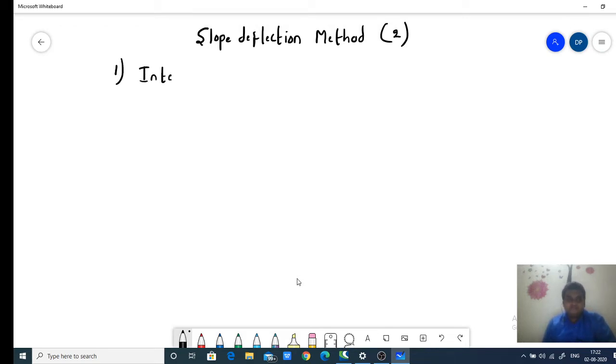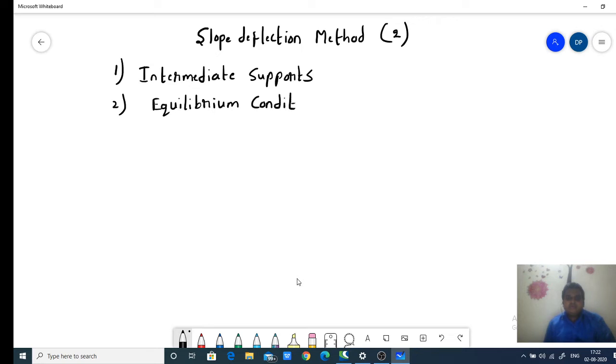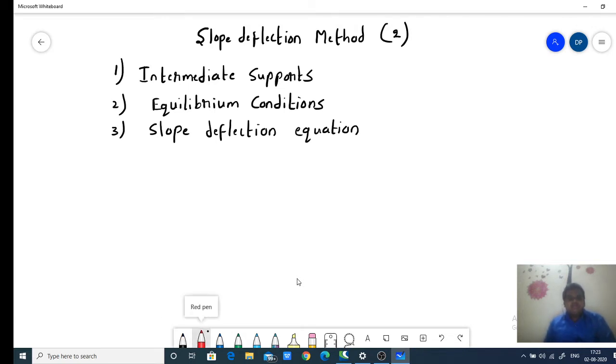Now in the second part, we need to understand what we mean by intermediate support. And then second, we would like to know equilibrium conditions. Then how to write the slope deflection equations. So these are the 3 points that we will be discussing in this lecture, so that we can easily solve the numerical. Now coming to the first concept, that is your intermediate support.